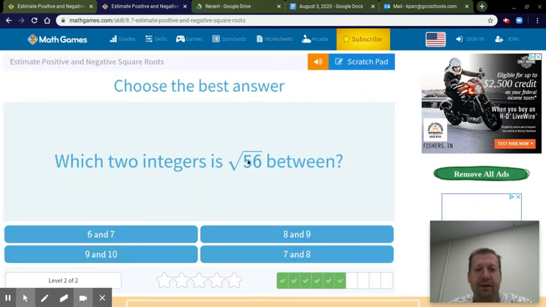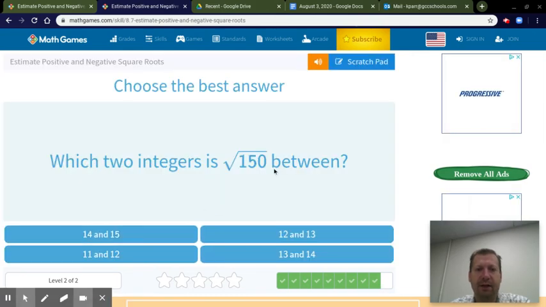Which 2 integers is the square root of 56 between? Well, 7 squared is 49, and 8 squared is 64, and 56 falls between 49 and 64. So it's between 7 and 8. Which 2 integers is the square root of 33 between? It will be between 5 and 6 because 5 squared is 25, 6 squared is 36. Square root of 66 is just a little bigger than 64, which is 8. So it's going to be between 8 and 9.